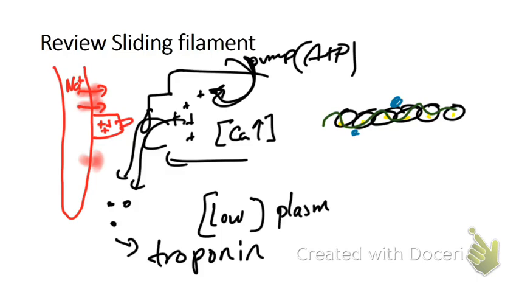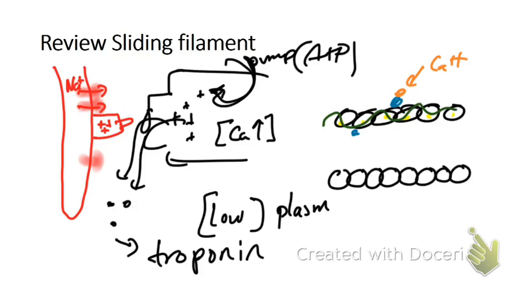When calcium comes and binds on, here comes my calcium, it binds on to troponin. That's going to cause a shape change, right? Because if you add something to a protein, it changes conformational shape. You can remove something from a protein, it changes conformational shape. We add calcium to troponin, it's going to change the shape of the troponin tropomyosin complex. And now my tropomyosin swivels and changes shape. All right, and now my myosin binding sites are exposed.